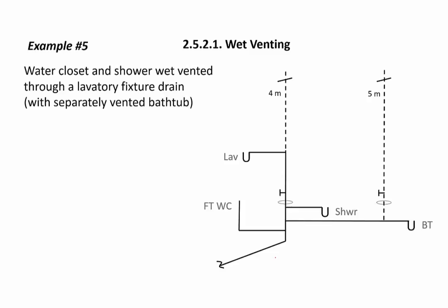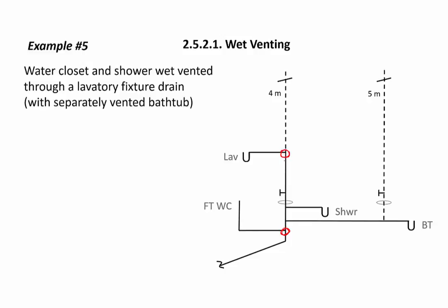Okay, now we're going to look at a water closet that is wet vented with a shower through a lavatory. But we're also going to include a bathtub trap arm that's separately vented, however connects into the wet vent. The lowest part of the wet vent, the most downstream part, is the water closet connection, as it should be. The highest or most upstream part of the wet vent is the lavatory's connection to the dry vent.